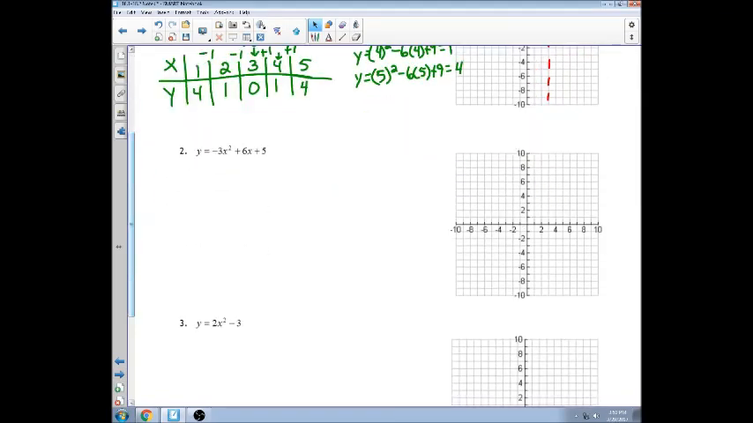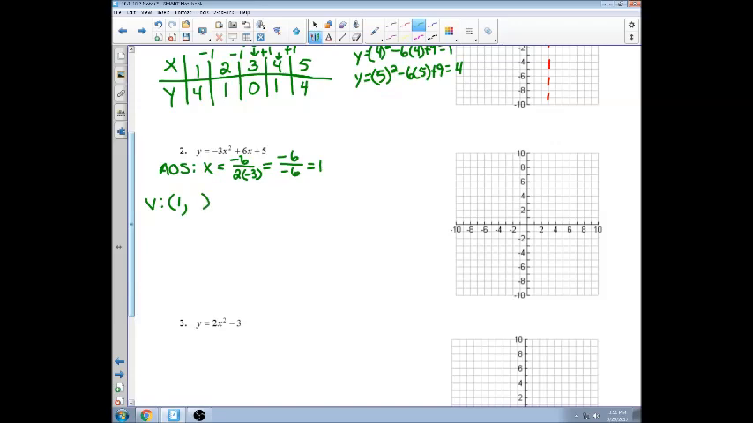On to the next problem. First step is to find our axis of symmetry, which is our x value. So x equals the opposite of b, so negative 6 over 2 times a, which is negative 3. Negative 6 over negative 6 would get me 1. That tells me that the x value for my vertex is 1.